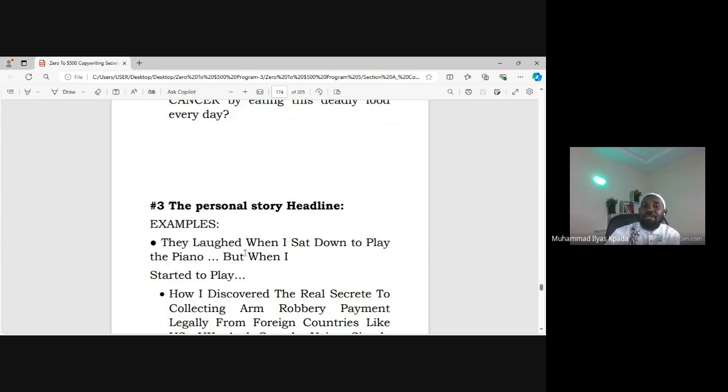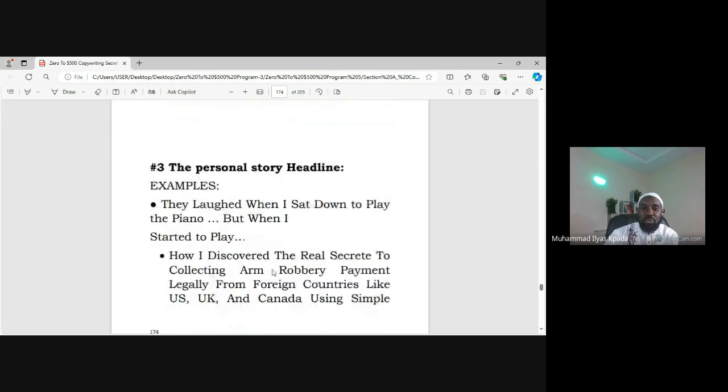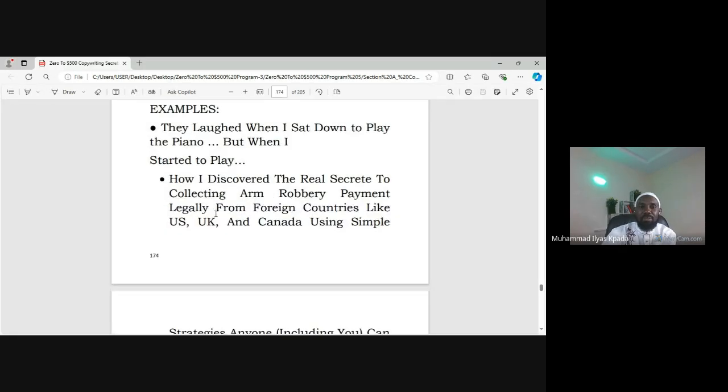Example: they laughed when I sat down to play the piano, but when I started to play... Anybody that wants to learn piano from a pro would definitely want to listen to this person. This headline is present in swipe.co. You can find it there, right?